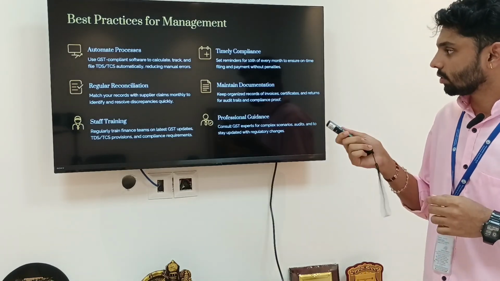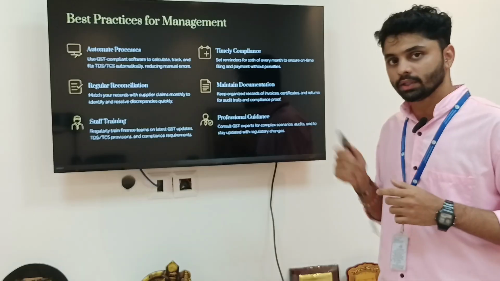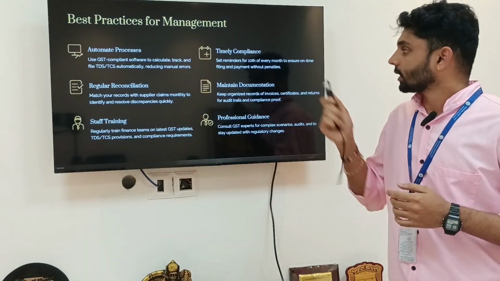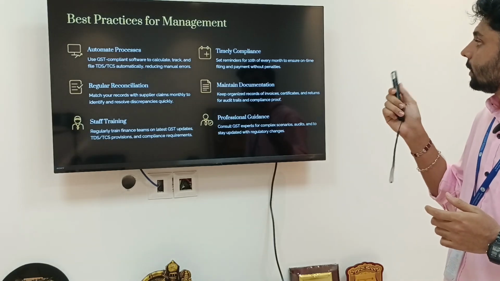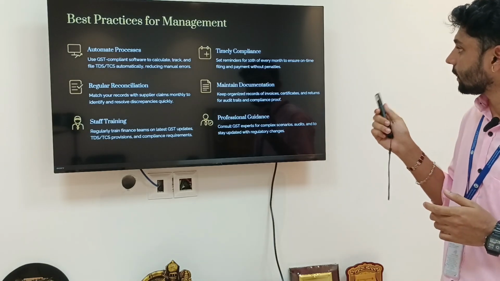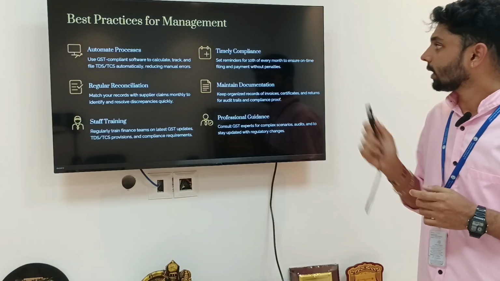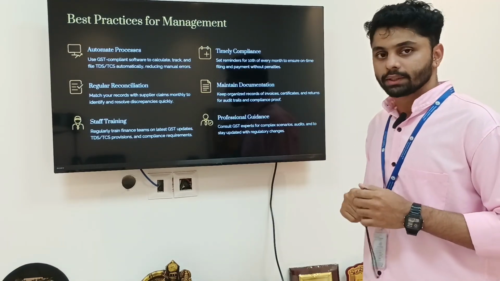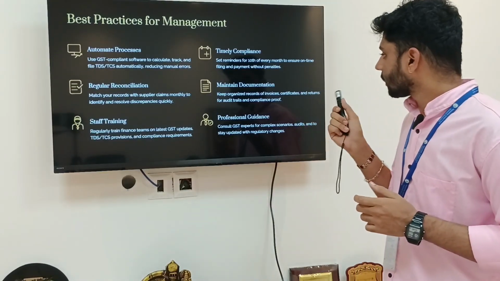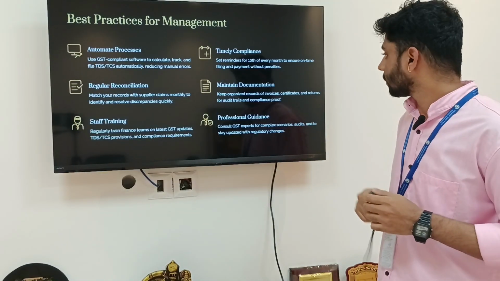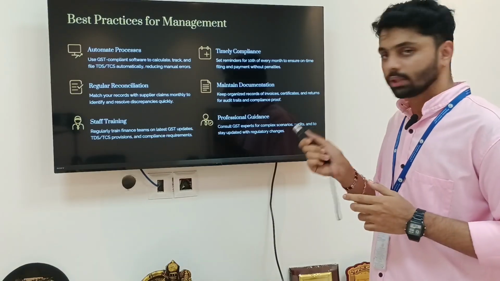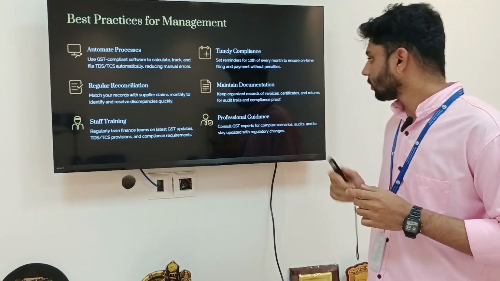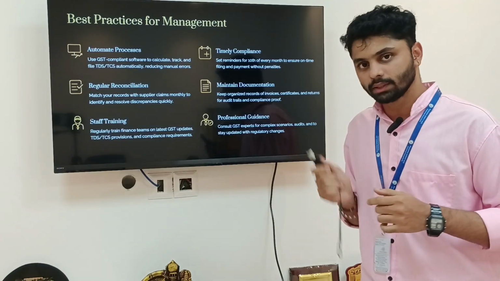Next, staff training. The staff should be well trained and well educated about these matters because these rates keep on changing. Next is timely compliance. So on the 10th of every month, reminders need to be set so that accurate payment and proper filing can be done without penalties. Next is maintaining documentation. That is, organized records of invoices, certificates and returns should be kept by both the parties. And professional guidance: if a company has multiple branches, GST expert consultation is mandatory.